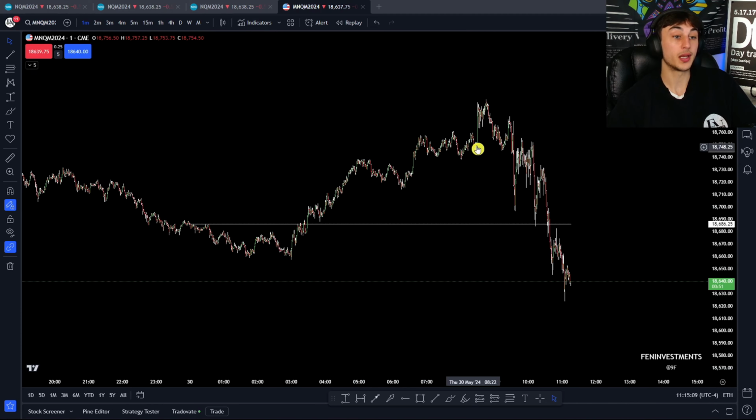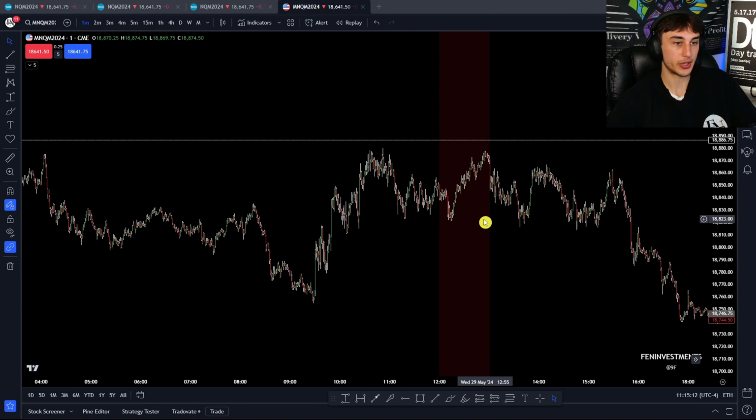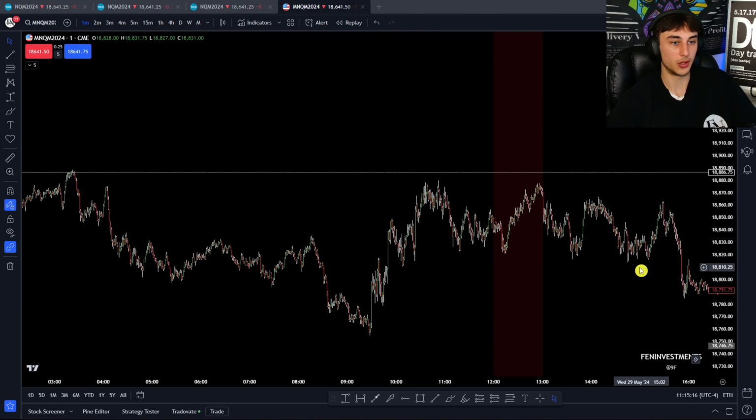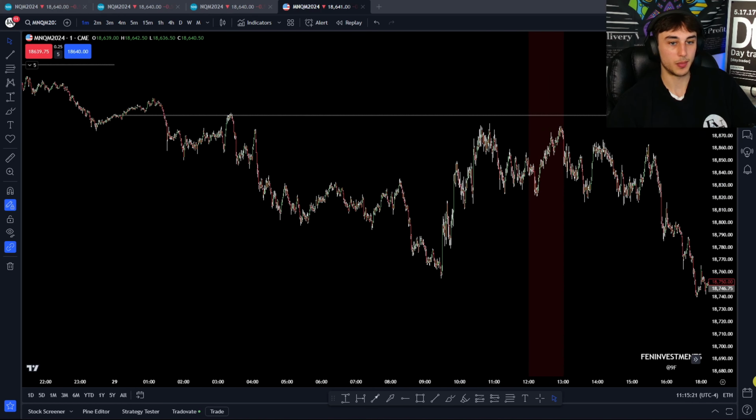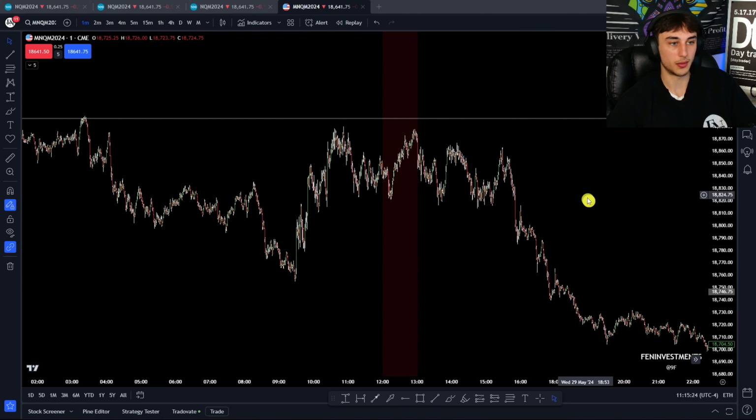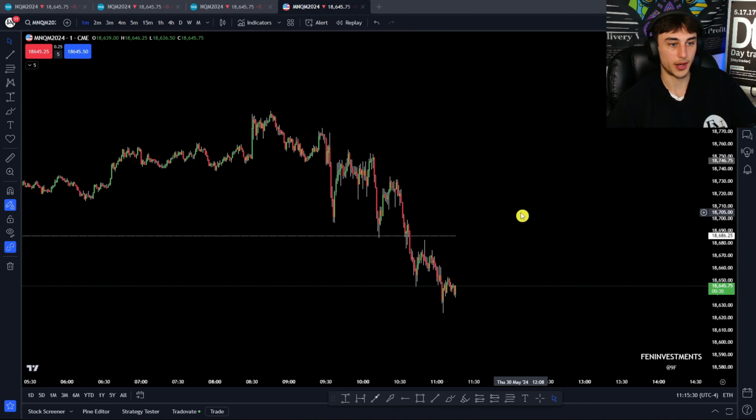continue lower. But if we consolidate into lunch, like what we saw yesterday, we don't really know if price wants to continue higher or lower. Expect lunch to take out again a buy side or sell side liquidity level, then make a move, right? Whether lower or higher. So there's some notes you should write down for trading lunch.